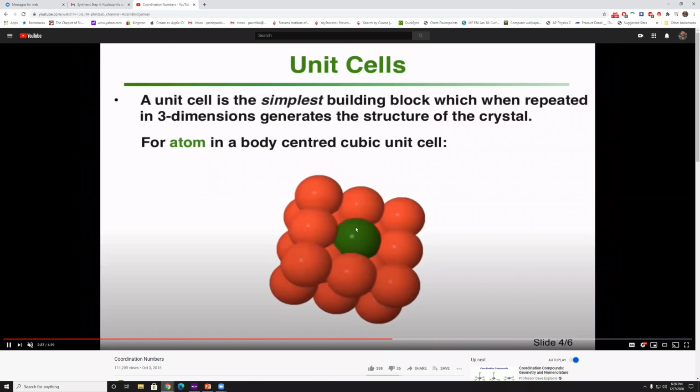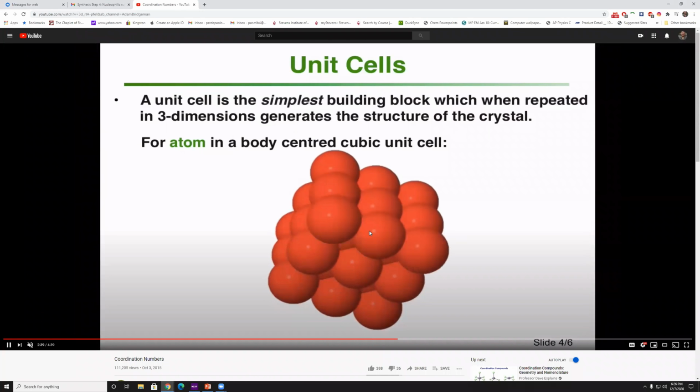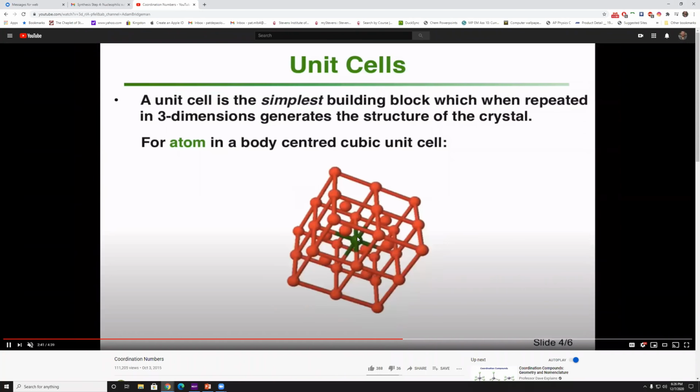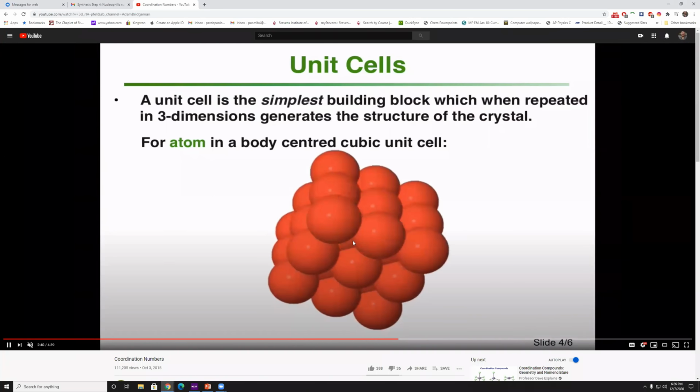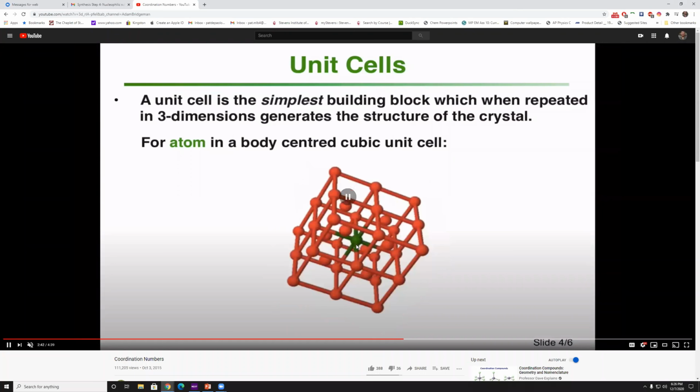When you put the next layer on the top, what's going to happen? You'll have the 6th one. The 6th one will be touching it. And if you look at it in that arrangement, right there, you have a coordination number of 6. So 1, 2, 3, 4, 5, 6. Does that make sense?